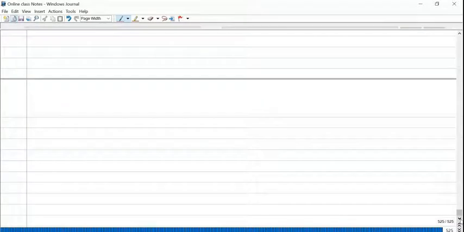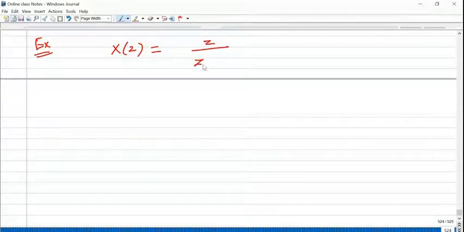X of z equals z divided by (z minus 1) cubed. The ROC is not specified. If the ROC is not specified, you always write your result in causal signal format. Now there is only one pole, but with multiplicity of 3.